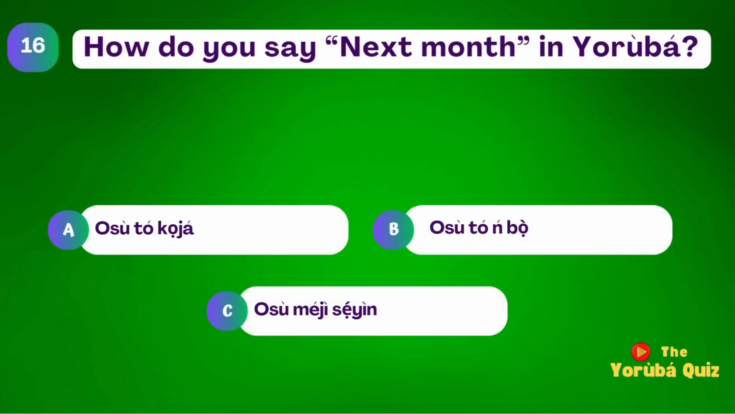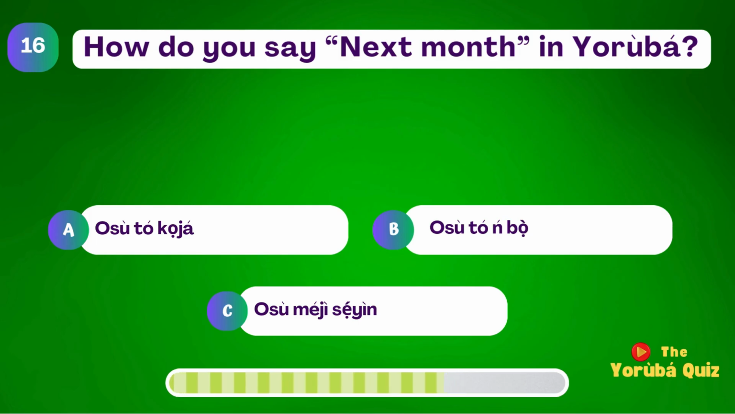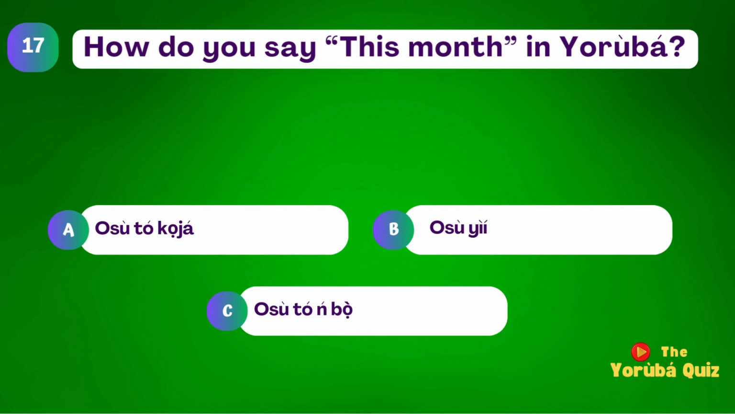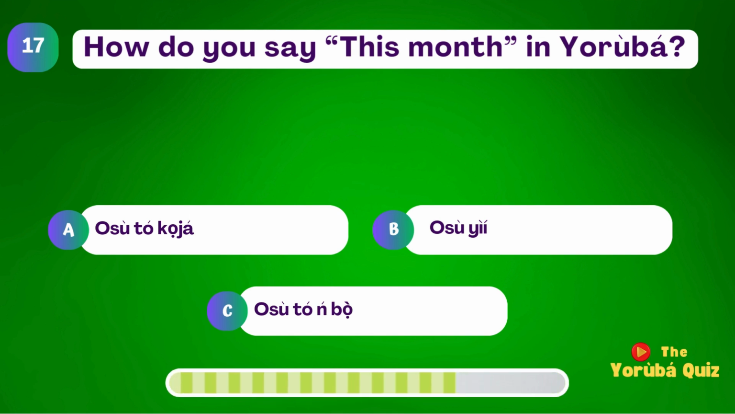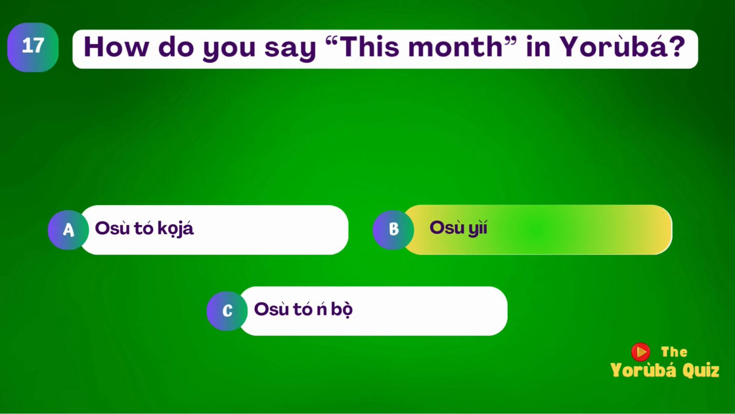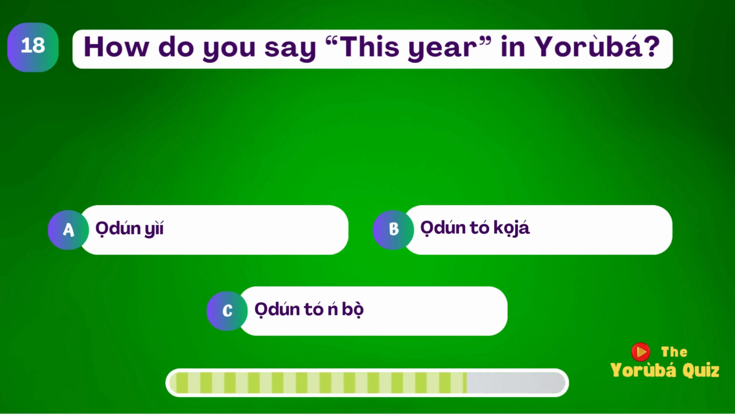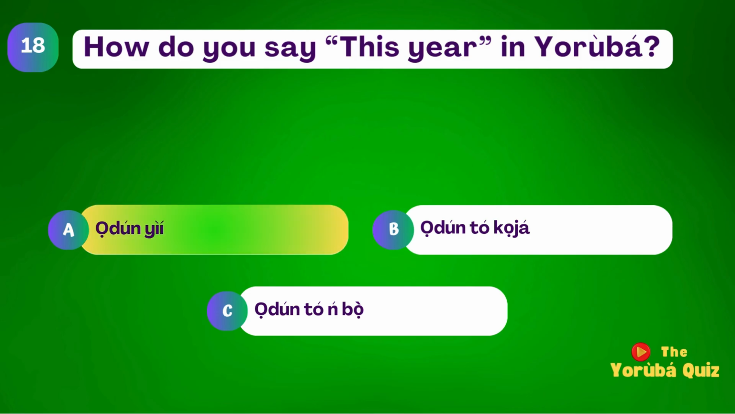How do you say next month in Yoruba? Oṣù tó ń bọ̀. How do you say this month in Yoruba? Oṣù yìí. How do you say this year in Yoruba? Ọdún yìí.